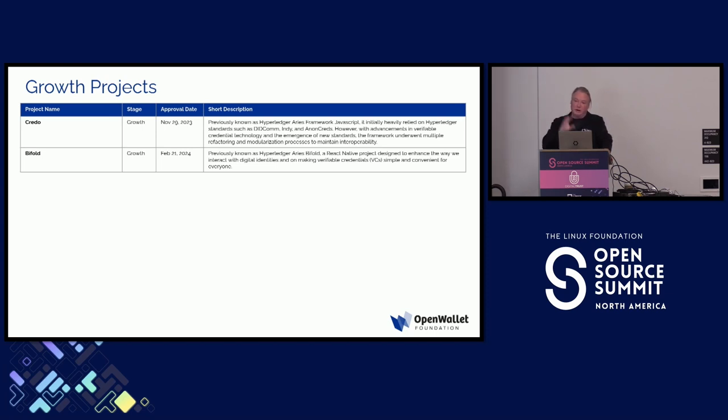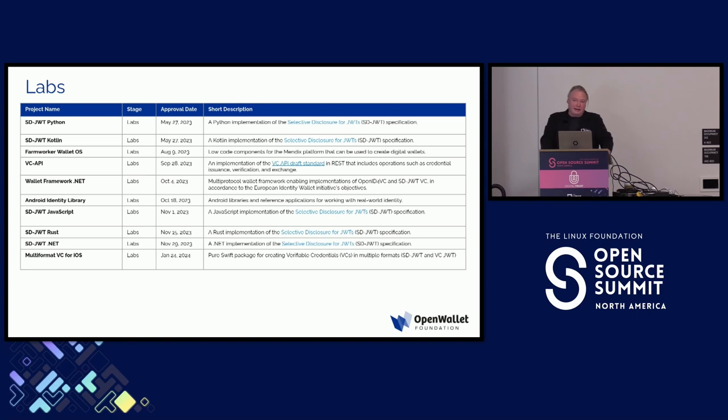Both of these are full wallet stacks. Combined together, it's a full wallet stack with the end user experience and that sort of thing. The labs projects that we have, most of them are more specific to protocol handlers and handlers for different kinds of verifiable credentials, and then implemented in specific languages, like Python and Kotlin and Swift, obviously, for the iOS ecosystem. One of the interesting components on here is the Android Identity Library. Actually, I should have updated this. It's just called Identity Credential right now.